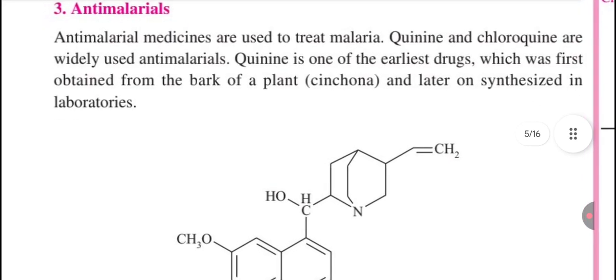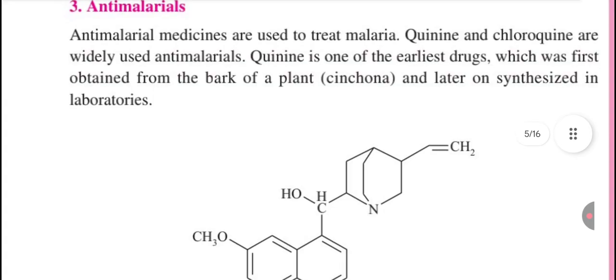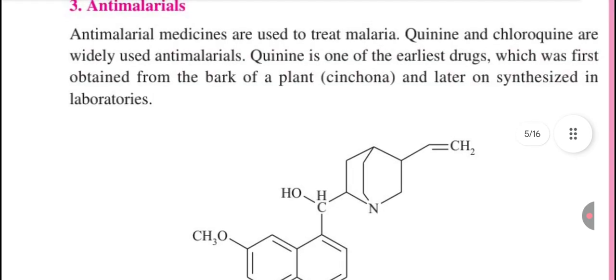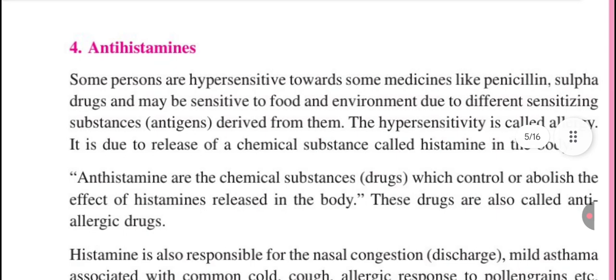Third is antimalarials. Antimalarial medicines are used to treat malaria. Quinine or chloroquine are widely used antimalarials. Quinine is one of the earliest drugs which was first obtained from the bark of the plant Cinchona and later on synthesized in laboratories.